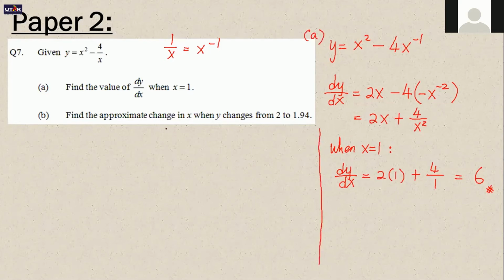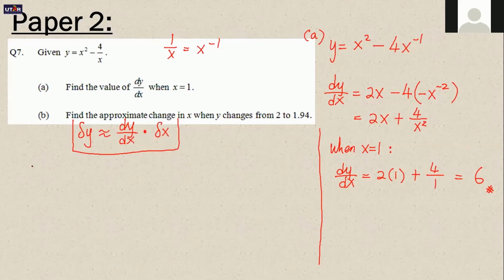Now what about part B? I would like to find the approximate change in x when y changes from 2 to 1.94. From 2 to 1.94 means decreasing. So the small change in y will be a negative number, right? So what is the formula given? When you learn the small change or approximate change, this is the formula: delta y approximately equal to dy over dx multiplied by delta x, right? So this is the formula involving the approximate change.